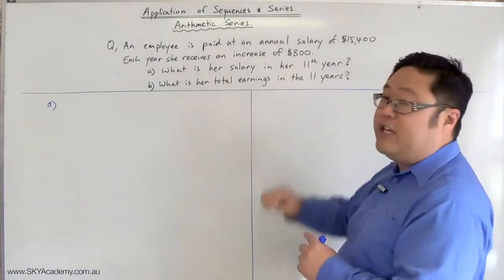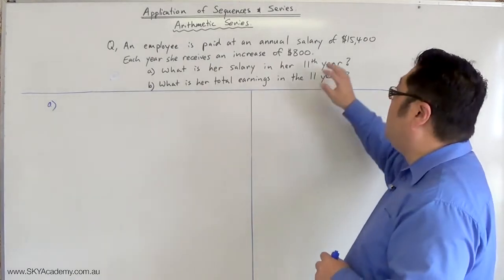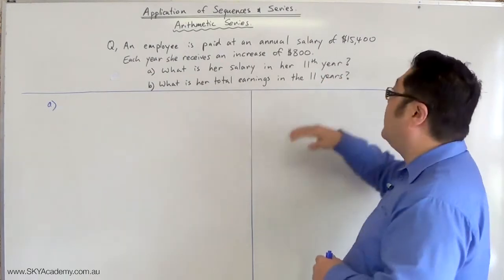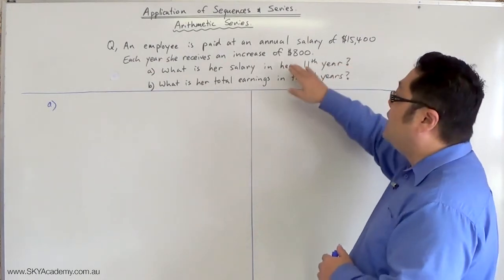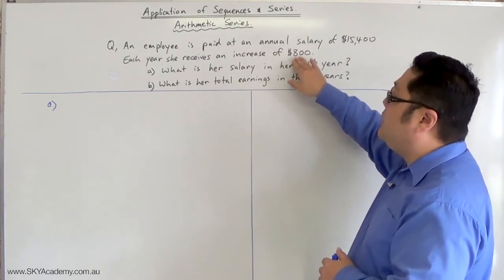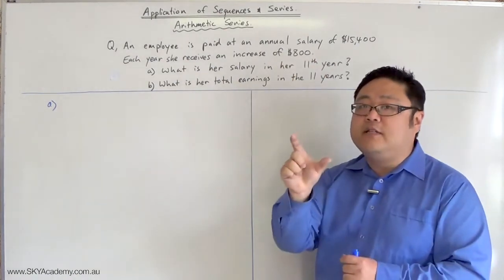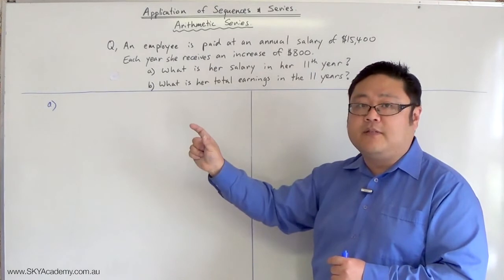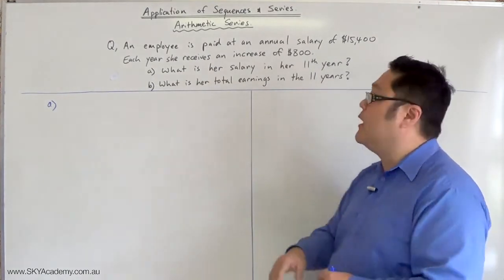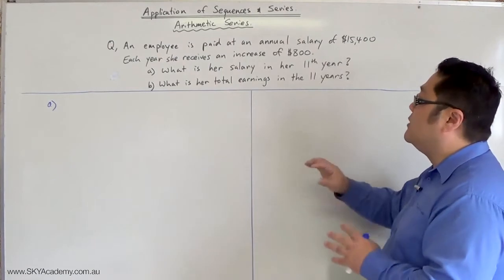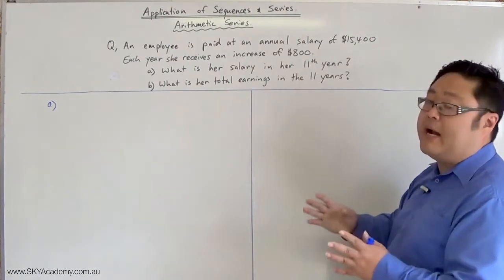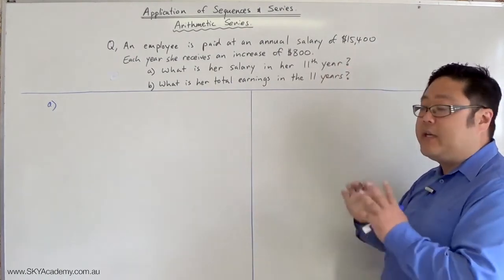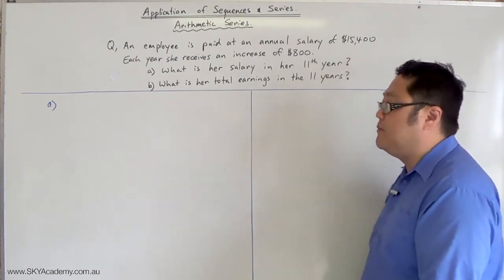You need to be able to recognize this: this is clearly an arithmetic series, or arithmetic sequence. The reason it's arithmetic in nature is that you're increasing her salary each year by $800, an amount that doesn't change. It's a common difference, and when you increase by a common difference, it's arithmetic in nature. So we're dealing with an arithmetic sequence, at least in part A. Your beginning salary is $15,400, which gives us a good starting point to attack this question.